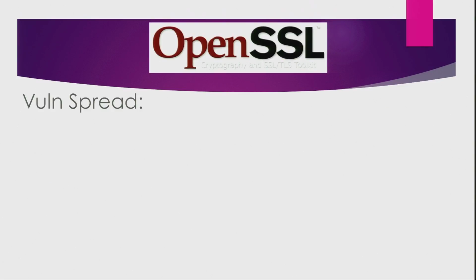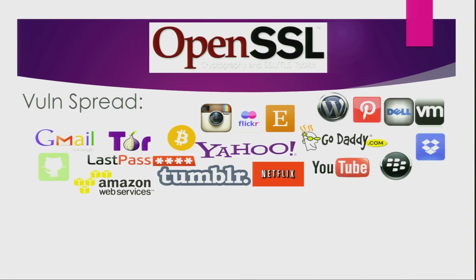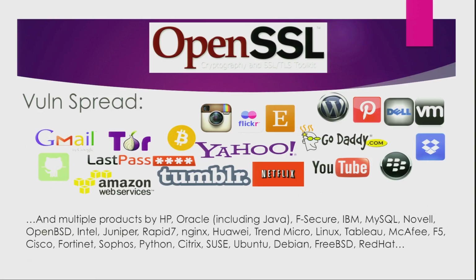So let's start with the poster child, OpenSSL. Who uses OpenSSL? You don't have to raise your hand. This is the hypothetical. Gmail, Tor, LastPass, AWS, Yahoo, Tumblr, YouTube, BlackBerry, VMware, Dell, Pinterest, WordPress, tons of companies. And I got tired of looking up little icons, so we also have HP, Oracle, F-Secure, IBM, MySQL, Novell, Fortinet, Sophos, Rapid7, Juniper, you name it. Tons and tons of things use OpenSSL. So you may not be thinking, yes, I use OpenSSL, but if you use any of these things, you use OpenSSL.